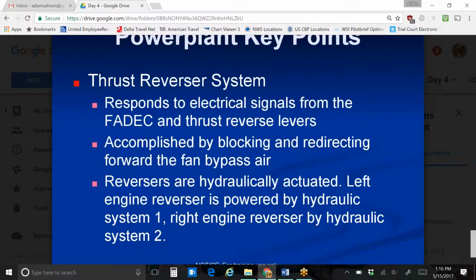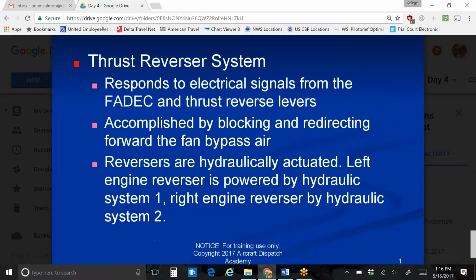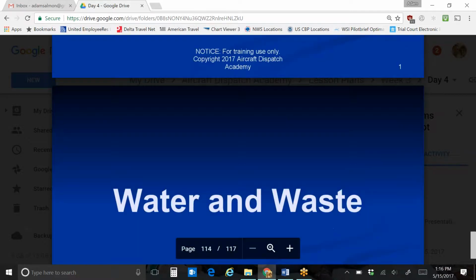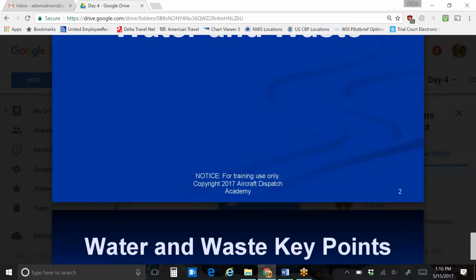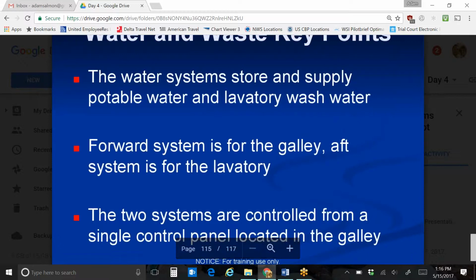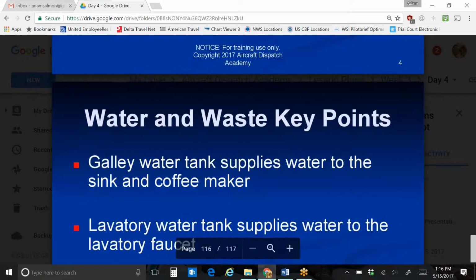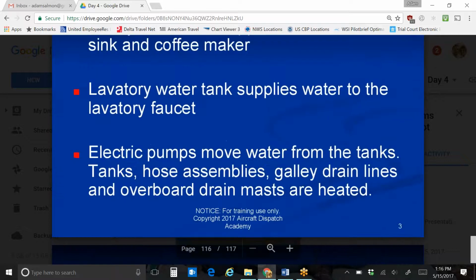This talks about the thrust reversing system. Talks about how it blocks the air and reverses it and is used to stop the aircraft. The thrust reversers are operated from the hydraulic system. And lastly, the water and waste system. Just look over this. There really isn't anything in here you need to memorize.